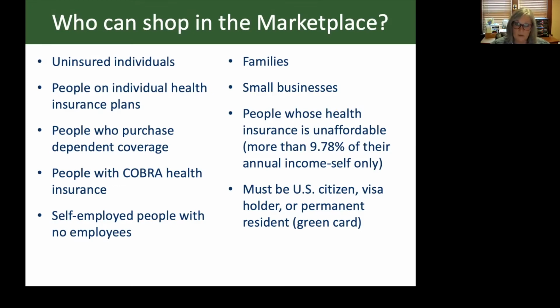And also self-employed people with no employees. And it can be families, it can be small businesses, it can be also people who do have health insurance, but where it is unaffordable to them. And the federal government defines unaffordable as more than 9.78% of their annual income. Also, people must be US citizens, visa holders, or permanent residents with green cards.